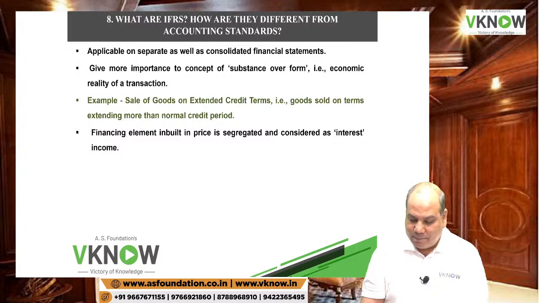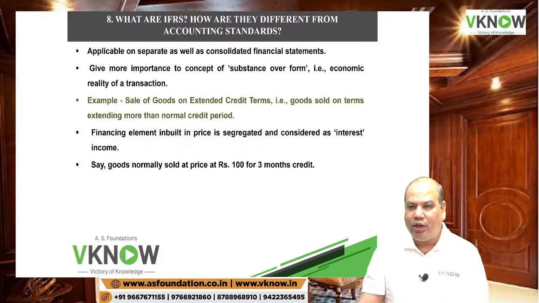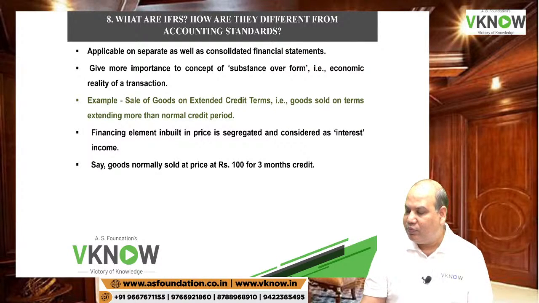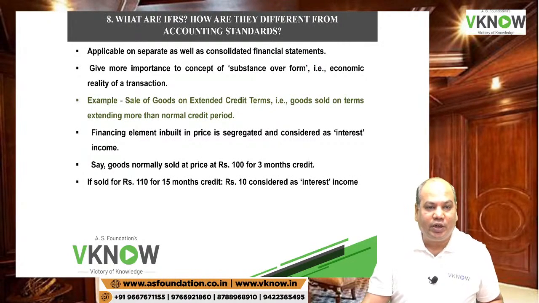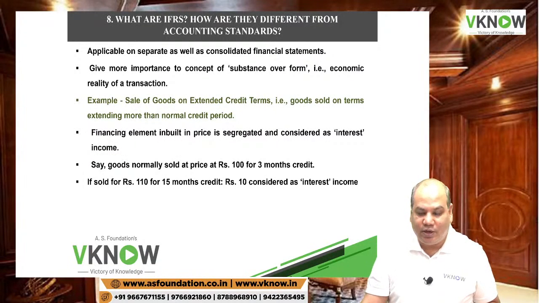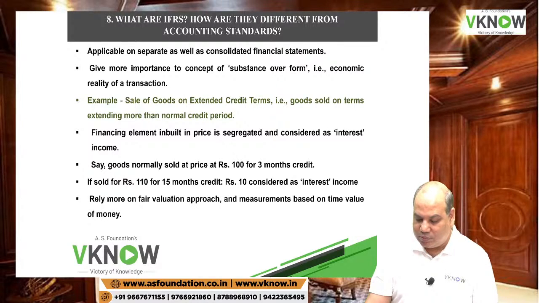Now next, there is a financing element inbuilt in the price. In such a situation I need to segregate the sale part and the interest part. If goods are sold at 100 rupees for a normal 3 months credit, it's okay. But if the same good is sold for 110 and the supplier gives you 15 months credit, it means he is charging you 10 rupees interest. So while doing the accounting, I have to book the revenue as 100 rupees and interest income as 10 rupees. That is the example of substance over form.